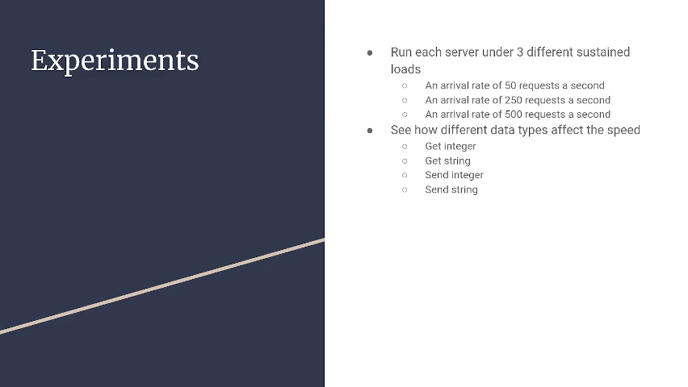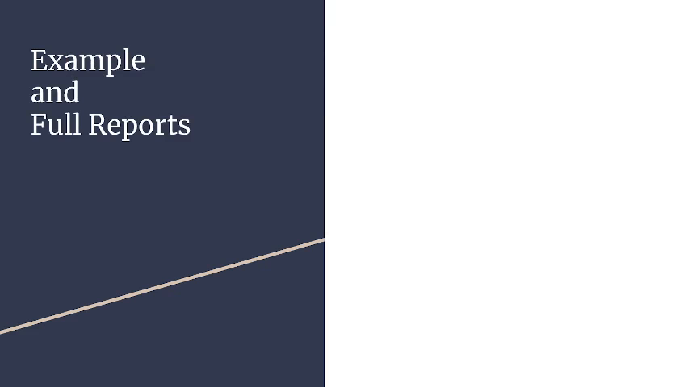We want to see how different data types affect the speed, such as getting an integer, getting a string, sending an integer, sending a string, as said before. So now we're going to hop into an example and the full reports.